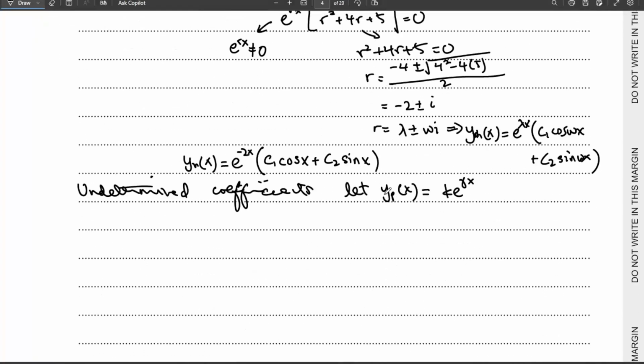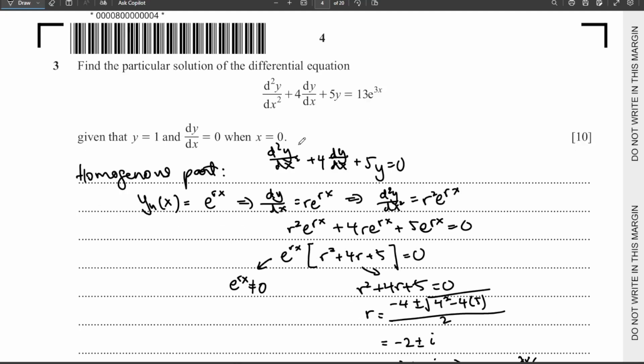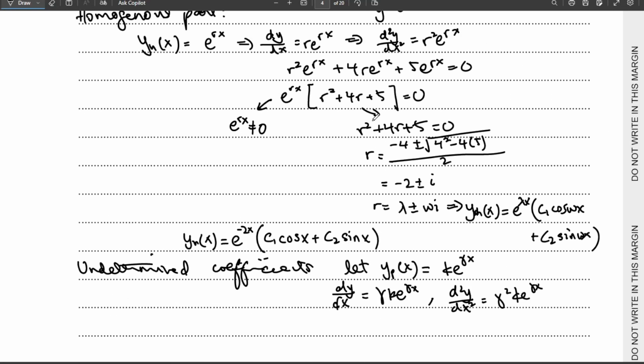Similarly to the previous one, we need to find the first derivative, gamma k e to the gamma x, then the second derivative, so we get gamma squared k e to the gamma x. Alright, then we substitute back into the original differential equation where we include the right hand side this time.